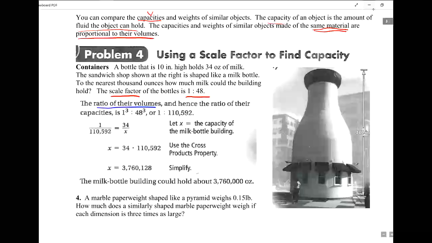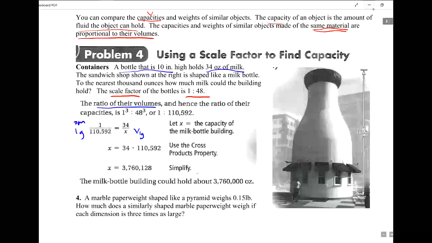We use this to write our proportion. We know that our small bottle here on top to our large pretend bottle over there. We were told up here that our small bottle that is 10 inches high holds 34 ounces of milk. So our volume is 34 ounces. That goes on top. We want to know the volume of our large milk bottle over here. That's on the bottom. We simply cross multiply and solve for x.